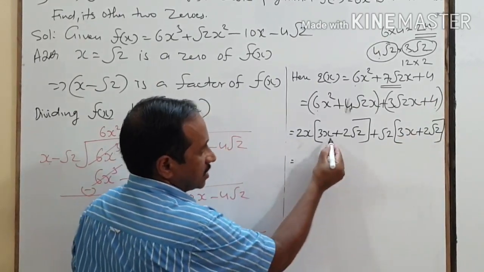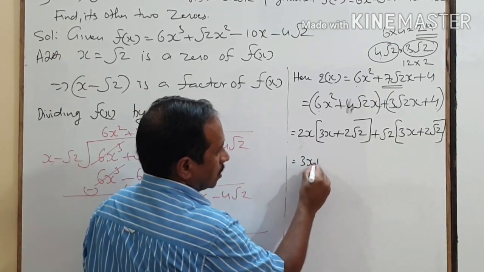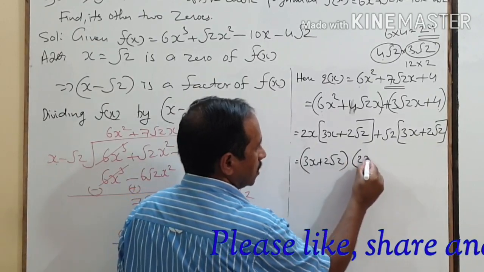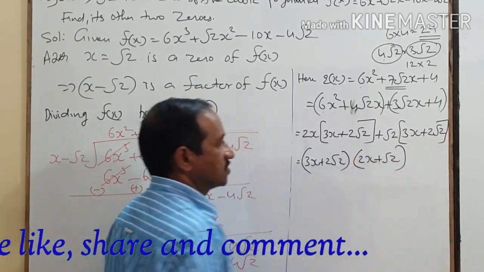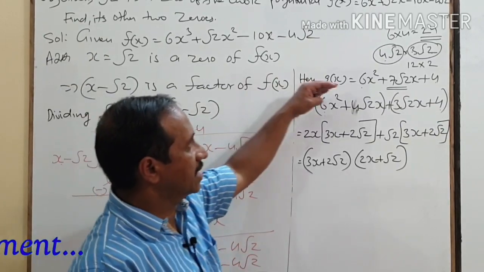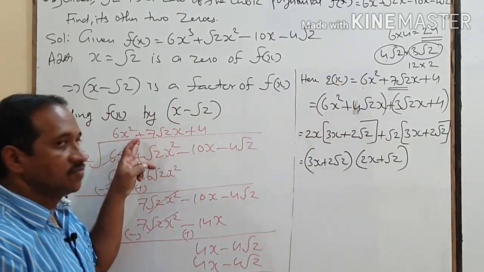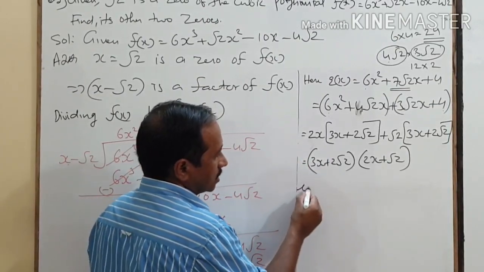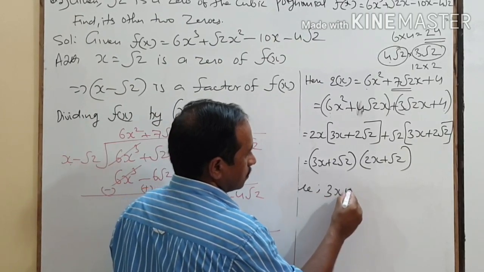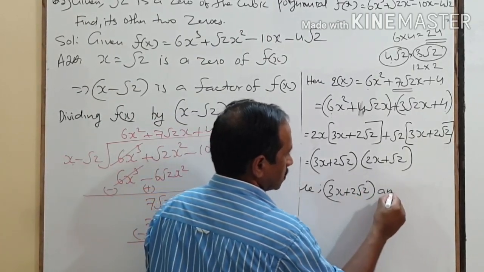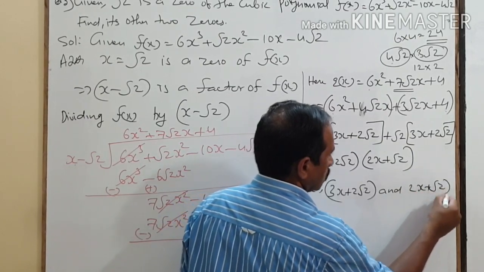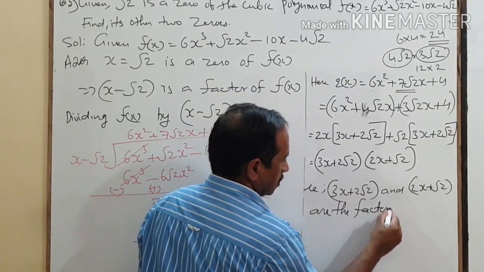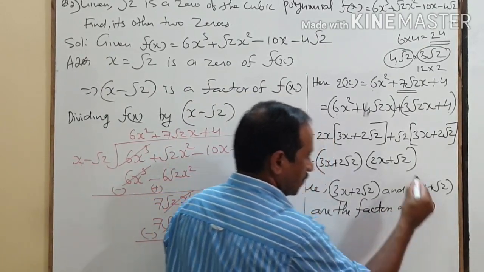Now we have 3x plus 2 root 2 common. If I take 3x plus 2 root 2 common, then we will have 2x plus root 2 inside the bracket. So we have factorized this quotient polynomial, which is a quadratic polynomial, into two linear factors. That is, we can write 3x plus 2 root 2 and 2x plus root 2 are the factors of f of x.